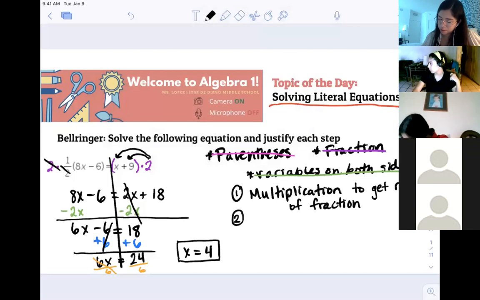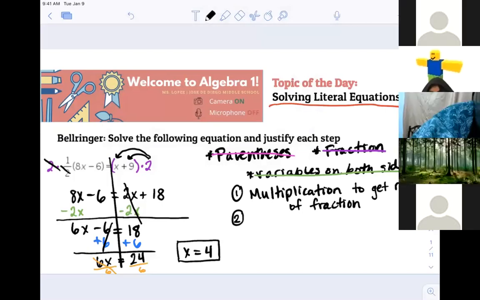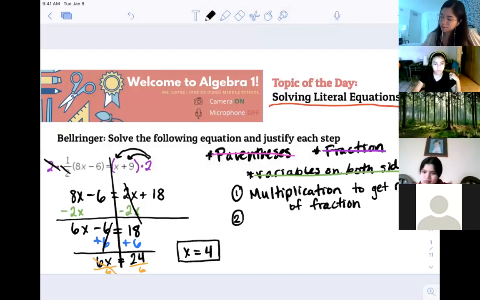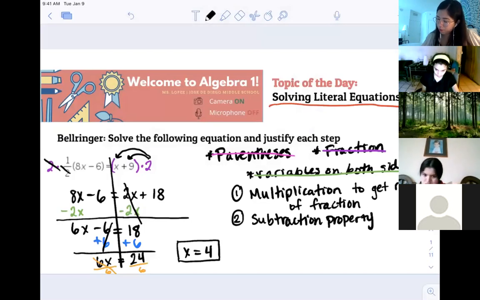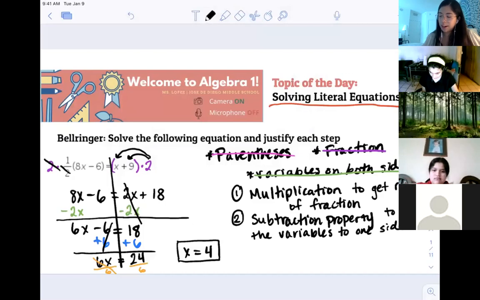In step 2, we used subtraction. Good, subtraction. We use the subtraction property in order to get the variables to one side. Do you see it? They started out, I had variables on both sides of my equals, but then I brought them over all to the left side.